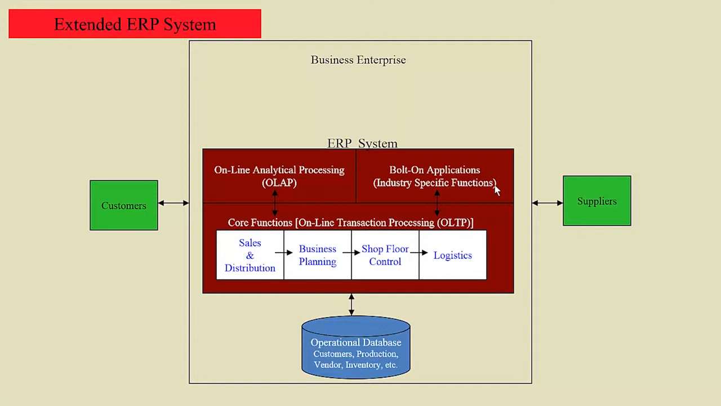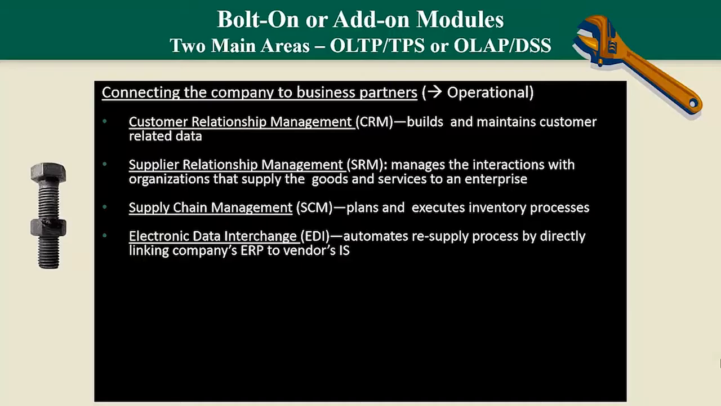One very important function of the bolt-ons is to connect the parent company to outside business partners, for example, customers and vendors. Thus, through these bolt-ons, we can expand the ERP system into the external environment to conduct e-business. We should note that this is not the only function of bolt-ons. There are also bolt-ons that are used strictly internal to the company. So let's look at a few of the more common bolt-ons or add-ons.